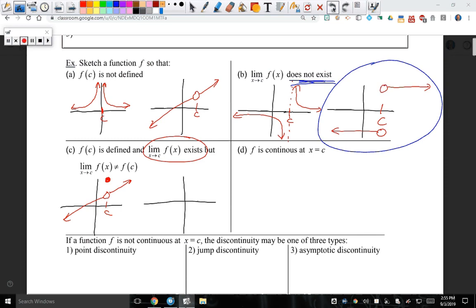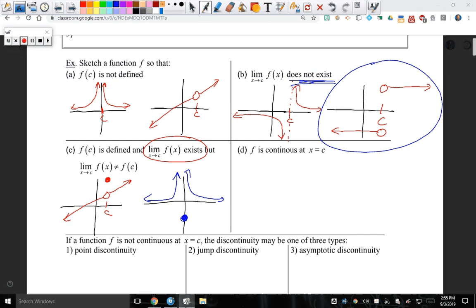Is there another way that we could do this? Matthew, do you have a suggestion of how you could draw this? Okay. How about this one? This one's a little weird. You could have something like that, right? I know that would never happen, but technically it could. I mean, the limit exists and f of c is not equal to that limit. You with me? Let's go to D.